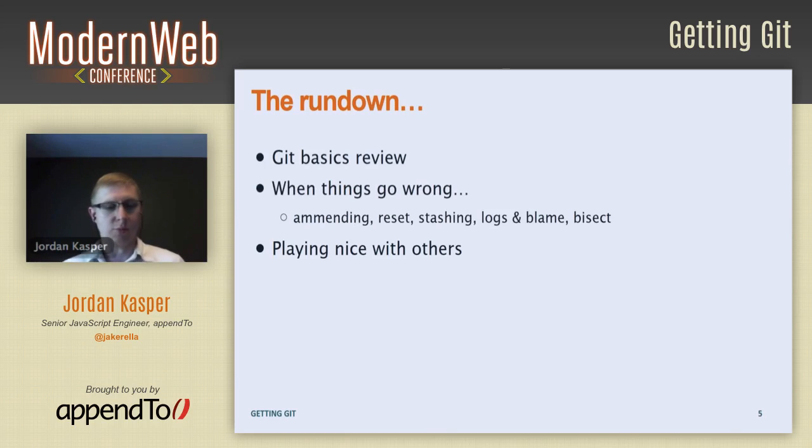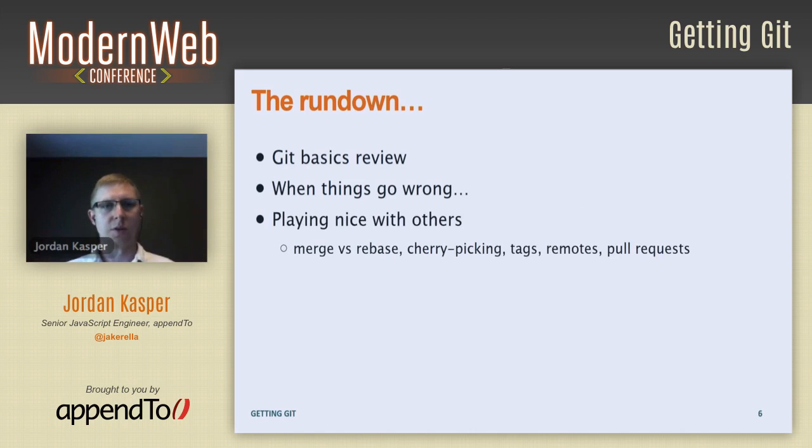When things go wrong, that's a lot of what Advanced Git is about, is when things are not playing nicely with what you're trying to do. So amending commits, resetting, stashing, using the log and blame, and just generally a lot of the other things that come involved with trying to make Git do what you need to do when something has gone wrong. The last section is playing nice with others, and we'll talk a lot about merging versus rebasing. We'll cover cherry picking and tags, talk about remotes, and at the end I'll briefly cover pull requests and kind of the open source model for Git.